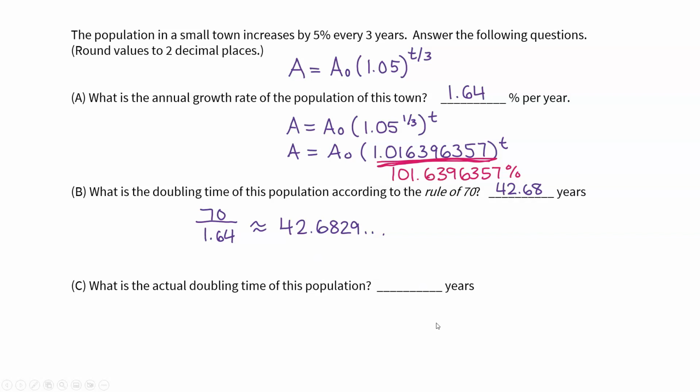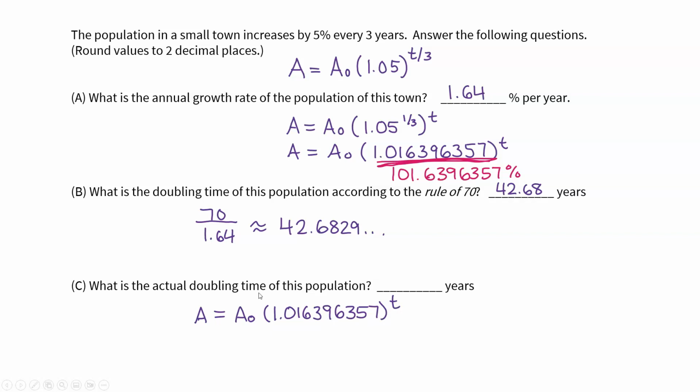You actually have the ability now, with what was learned earlier in this chapter, to figure out what the actual doubling time is, to actually calculate it. Starting with this idea, and I'm using this version of the formula because it's already been simplified a bit, but you want to keep all the decimal places, even if you have to store it into your calculator. You have A equals A sub 0 times 1.016396357 to the t power.